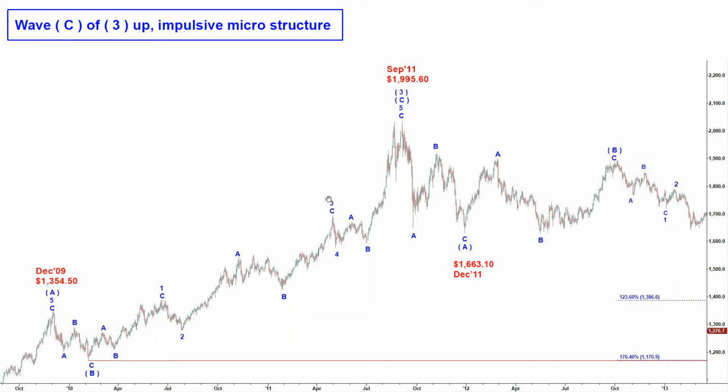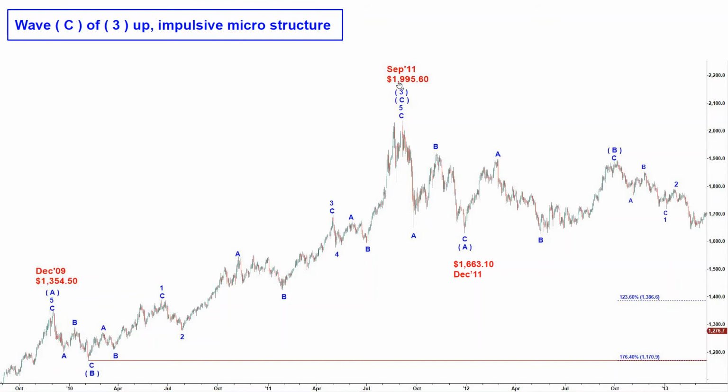This is wave 3 of C of 3, very shallow wave 4 down, and the final push ABC up, where C of 3 got extended again. And again, because wave 3 is longer than wave 1, there is no violation of the rules. It's just an extended wave 5 inside of the wave parenthesis C of parenthesis 3. So this is the top made in September 2011 at 1995.60, and that was the top of the strongest part of the rally, the wave parenthesis 3 up.